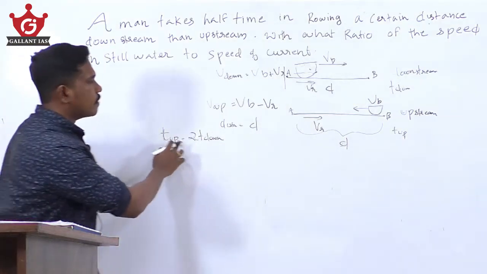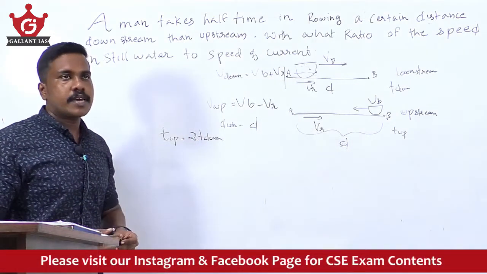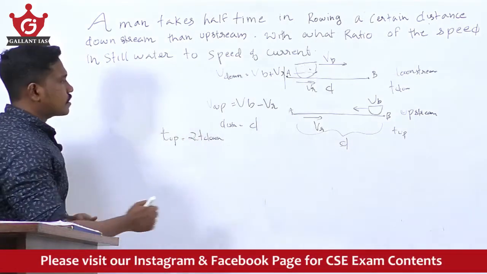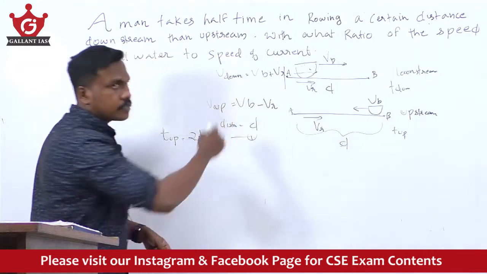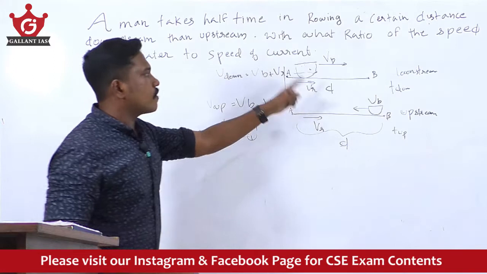That is, the time taken by upstream will be 2 times the time taken to cover the downstream. This is the basic thing that you need to do here. So T up is 2 times T down. Now look here.